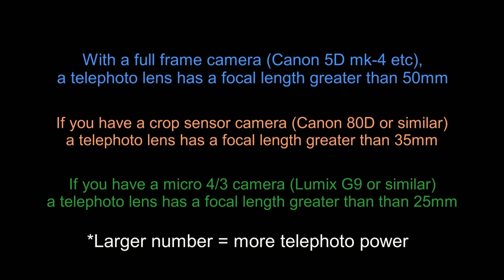That means if you have a full frame camera like say the Canon 5D Mark IV, a telephoto lens is one that has a focal length greater than 50mm. If you have a crop sensor DSLR like say the Canon 80D or similar, then a telephoto lens has a focal length over 35mm. And if you have a micro four thirds camera like my Panasonic Lumix G9, then a telephoto lens is anything with a focal length greater than 25mm. And of course, the higher that number, the more powerful the telephoto.